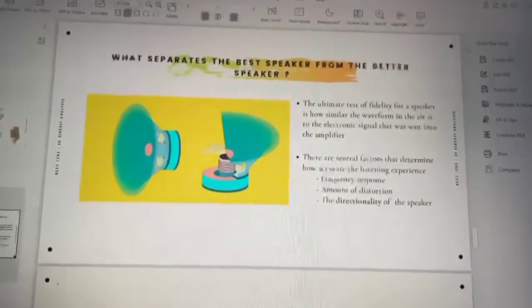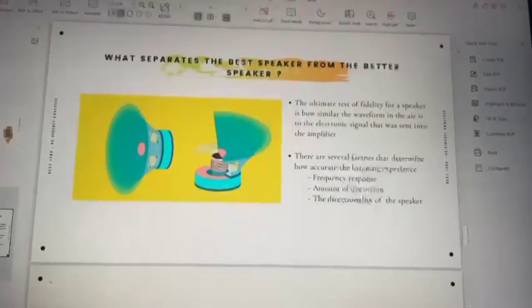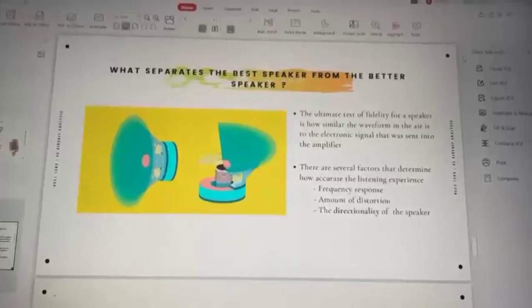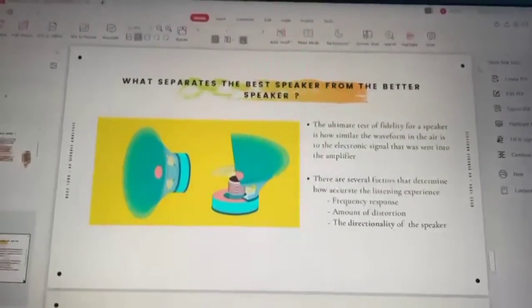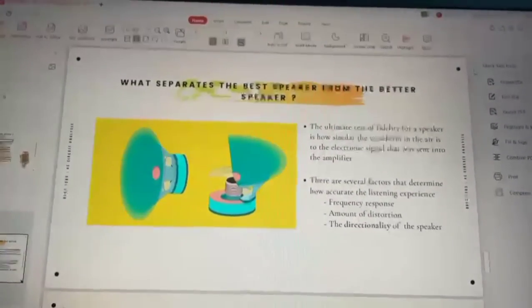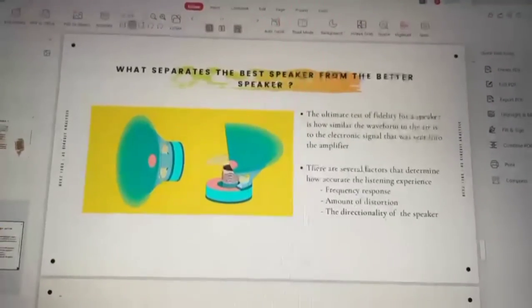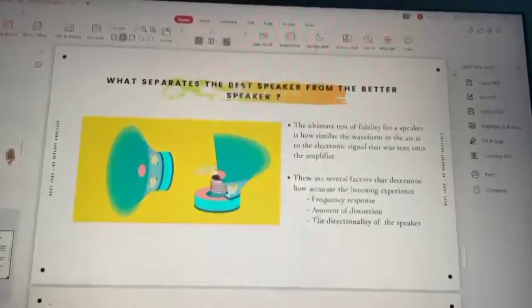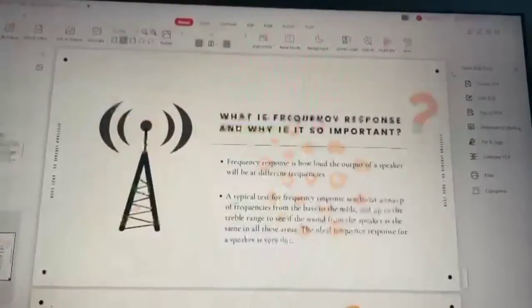What separates the best speaker from the better speaker? The ultimate test for a speaker is how similar the waveform in the air is to the electronic signal that was sent into the amplifier. The several factors are frequency response, amount of distortion, and the directionality of the speaker.